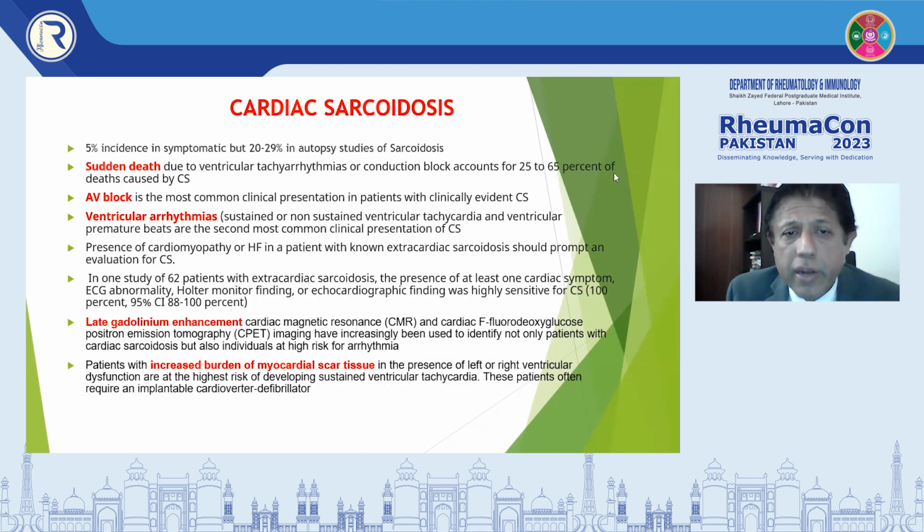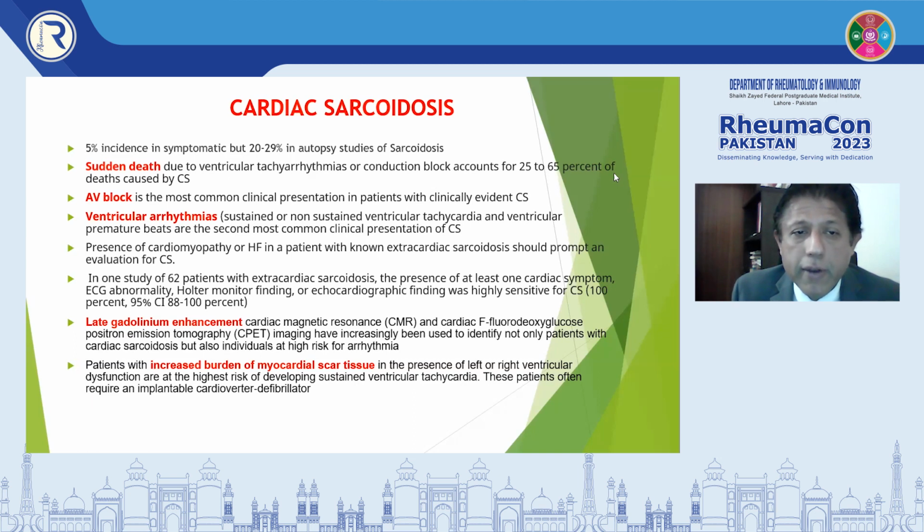Cardiac sarcoidosis is another very dreaded kind of complication. It can be present in asymptomatic patients as well. So sudden death can occur from ventricular tachyarrhythmias. Conduction block can be one of the other causes of death caused by cardiac sarcoidosis. AV block is one of the commonest manifestations in people who have bad cardiac sarcoidosis, and ventricular arrhythmias can be terminal arrhythmias, the cause of death.